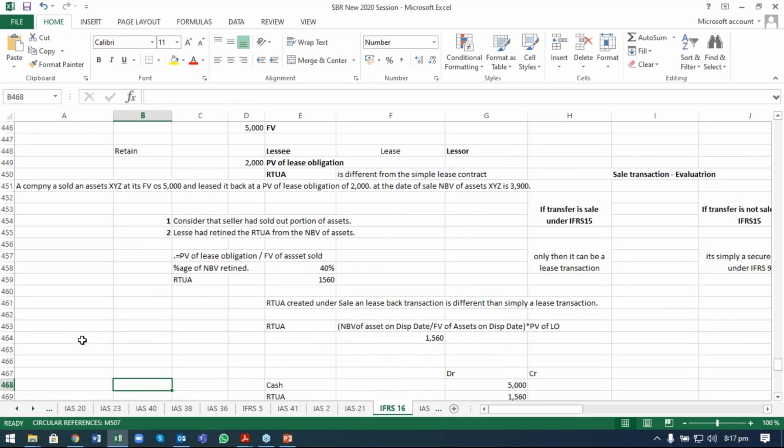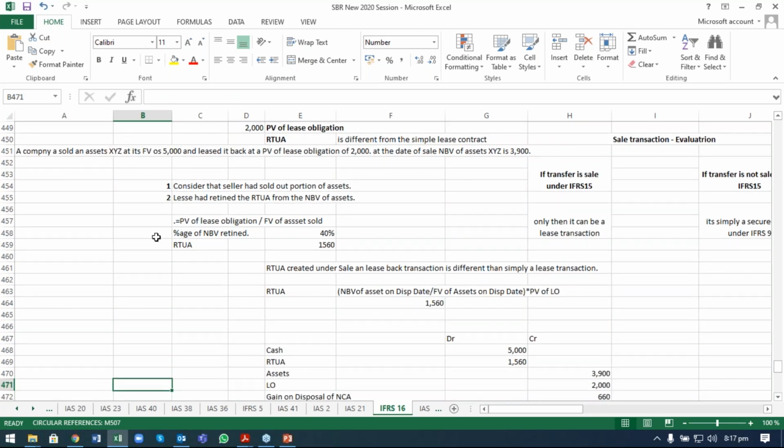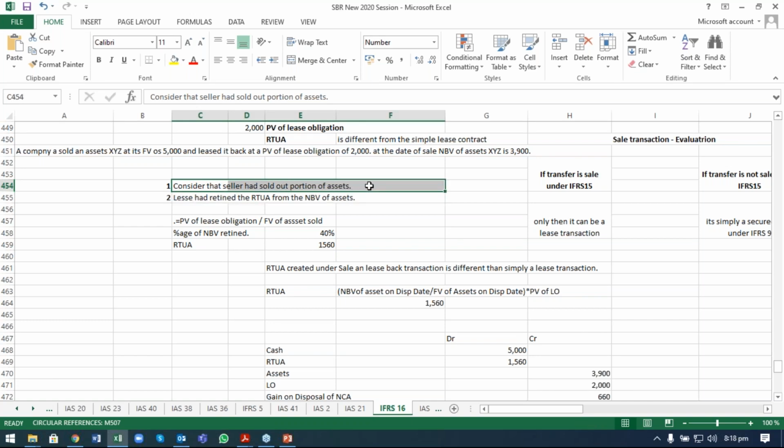A sale and leaseback transaction always considers that the seller has sold out a portion of the asset, not the whole asset. That's one criteria, right? And secondly, the seller would become the lessee as a result. One thing you have to consider is whether the sale you have made meets the IFRS 15 revenue recognition criteria. Then yes, you can consider this as a sale. And then only the lease contract comes in.